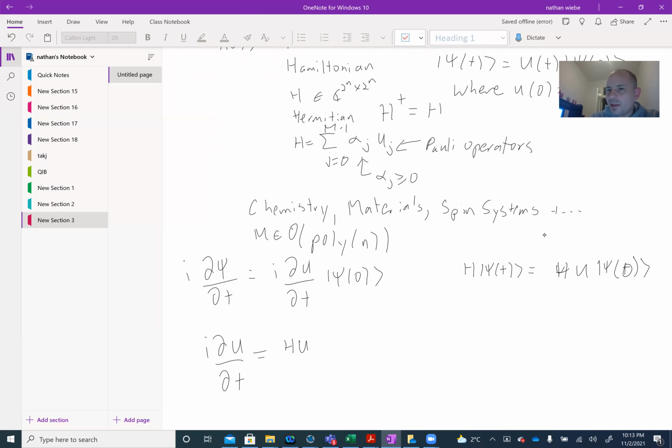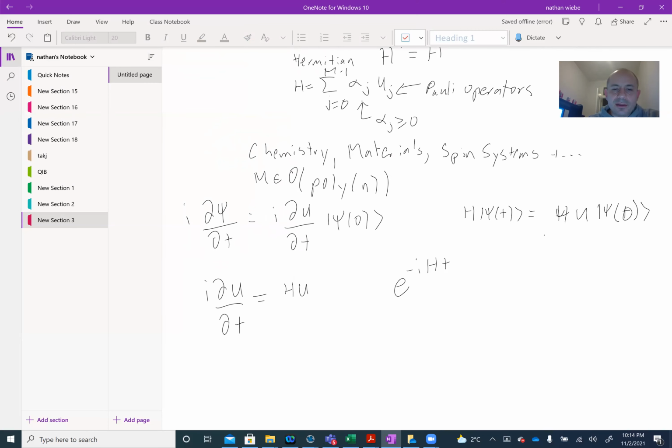Now, it's quite easy to verify that the solution to this differential equation is e to the negative i H t. How can we see that? Well, if we take a look at, you guessed it, the Taylor series expansion, we can write this as the sum from j equals 0 to infinity of (negative i H t) to the j divided by j factorial. Because this series, for bounded H, which it is in all such cases, converges uniformly, we can differentiate inside the power series.